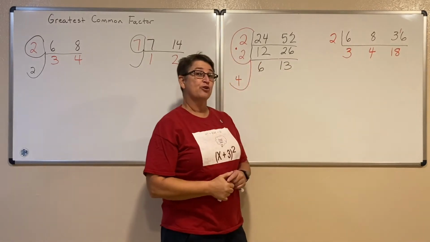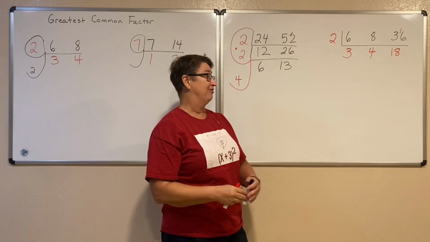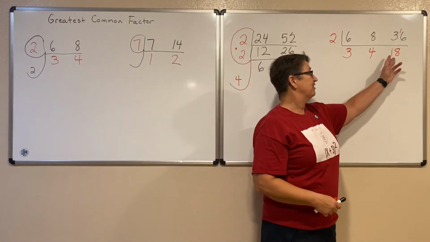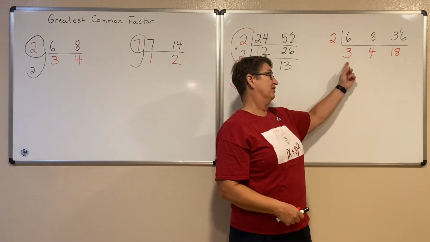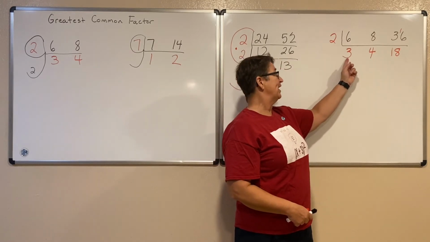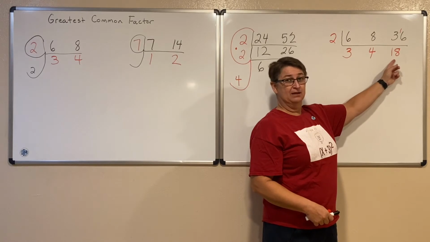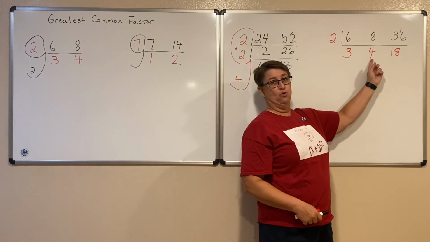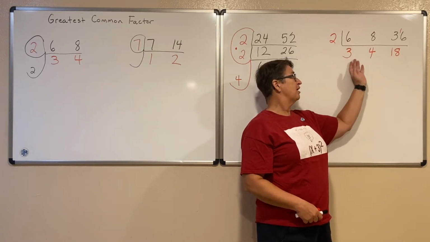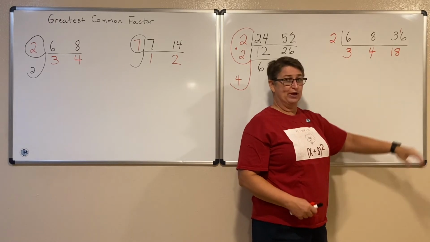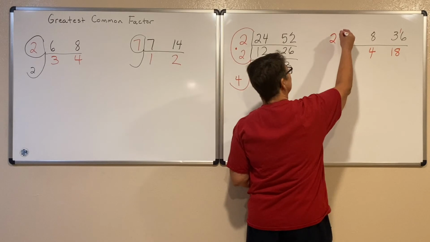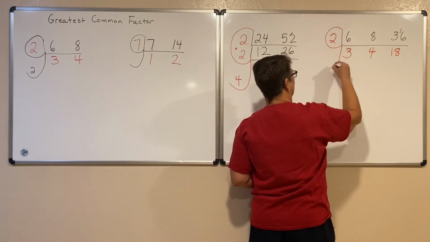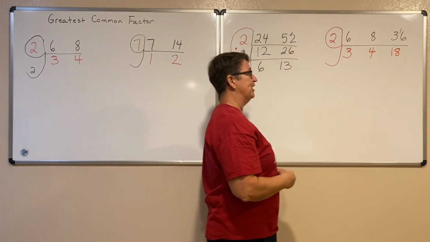Now I'm looking for a number that goes into all 3 of them. I see that both of these are even, so 2 could go into those 2, but it can't go into this. I see that 3 goes into 3 and 18, but it doesn't go into 4. So there's not a number that goes into all 3 of them. So if I'm looking at all 3 numbers, 2 is the greatest common factor for all 3 of those numbers.